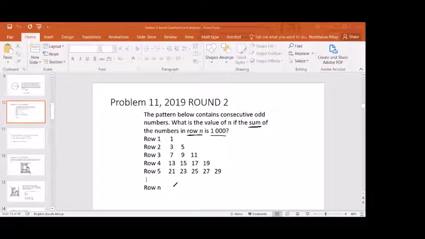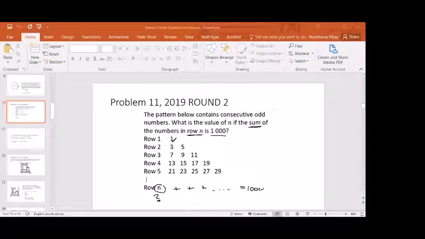We don't even know what n is, but we are adding the sum of all those numbers which are in row n. We don't know what the numbers are, but what we do know is that when you add them up, you get 1,000. So the question is, what is the value of n? Always see what the question is. So the question is n, and you know that when you add these, you get 1,000. But how does one go around solving a problem like this?